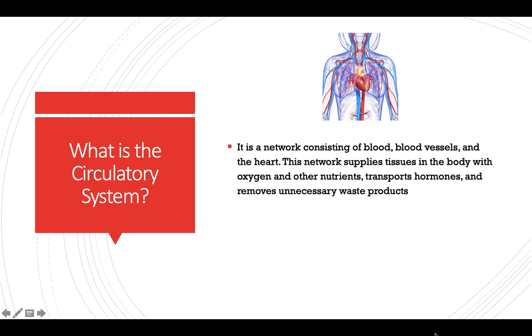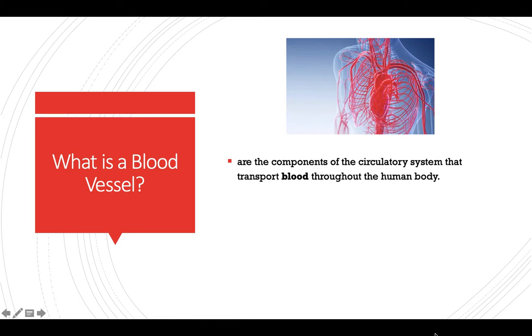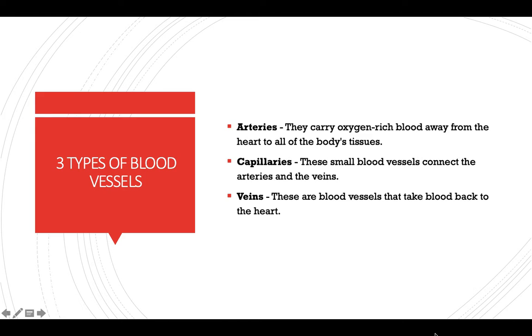Let's talk more about that. So what is a blood vessel? Blood vessels are components of the circulatory system that transport blood throughout the human body. Now we know that blood vessels transport blood throughout the human body. Blood vessels have three types: the arteries, capillaries, and veins.